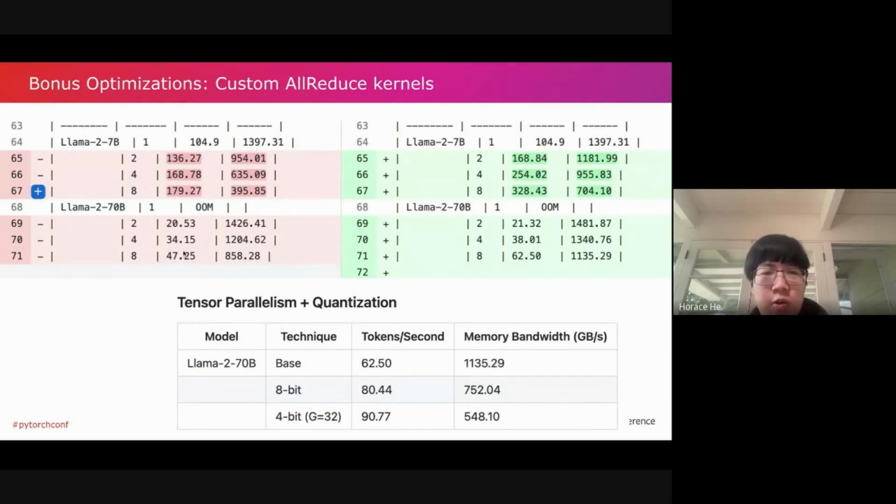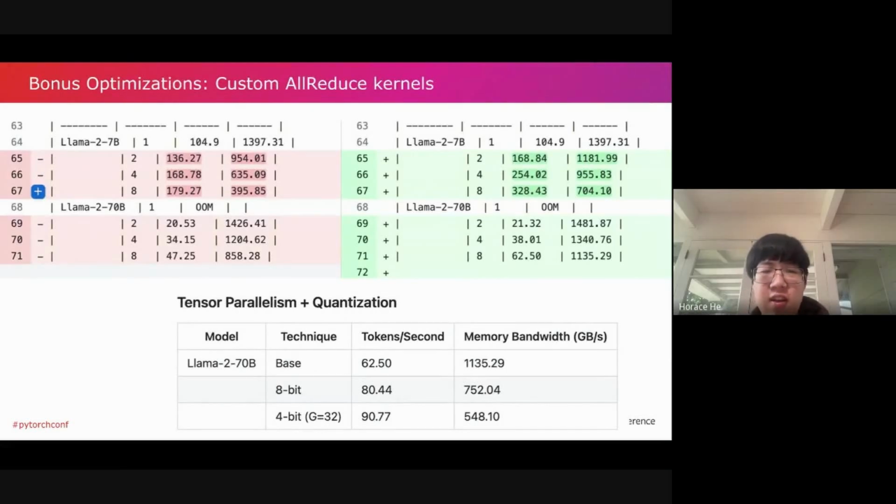For 70B, we're able to go from 47 tokens per second to 63 tokens per second for FP16. And now if you look at the results, we're able to get all the way up to 91 tokens per second on Llama 2 70B with int4 quantization. This is a significant jump over what our previous performance was for tensor parallelism.